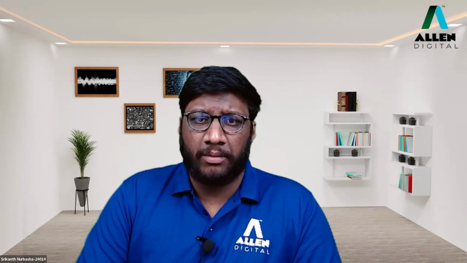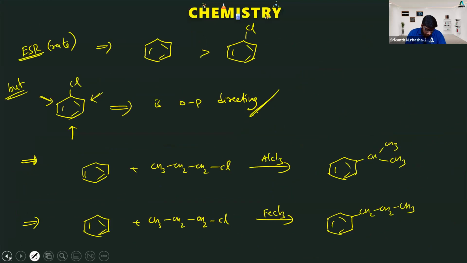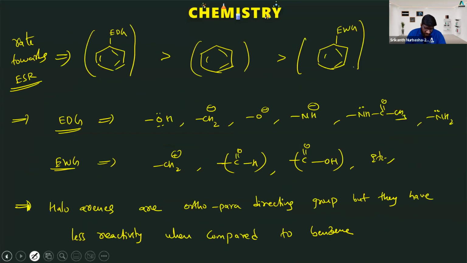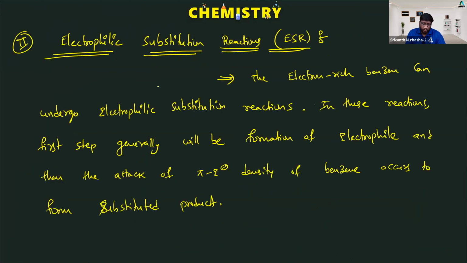So last class, if you remember, we were discussing the substitution reactions, like nucleophilic substitution reactions SN1, SN2, and SNi. After that, we started with the electrophilic substitution reaction. In the electrophilic substitution reaction, we were discussing which type of compounds generally undergo electrophilic substitution reaction.